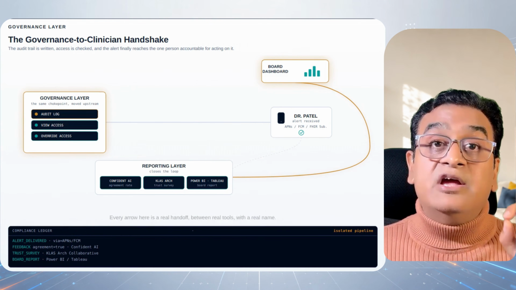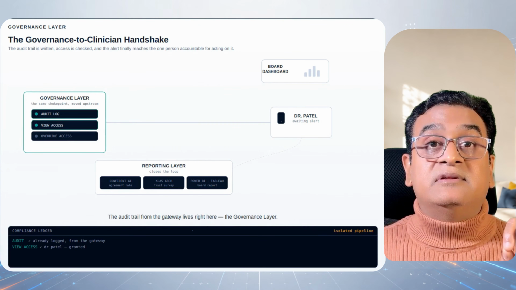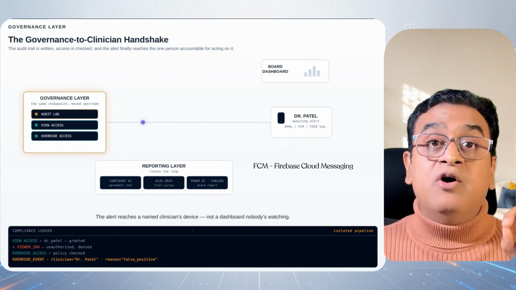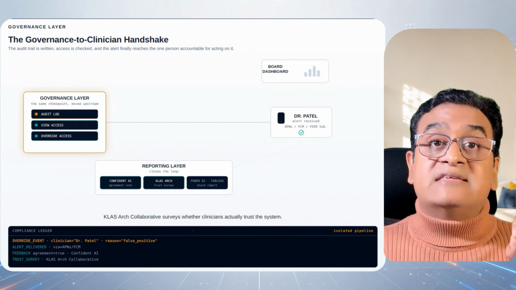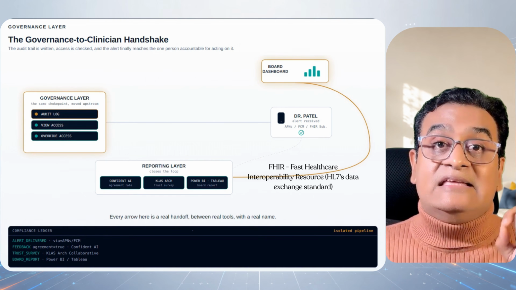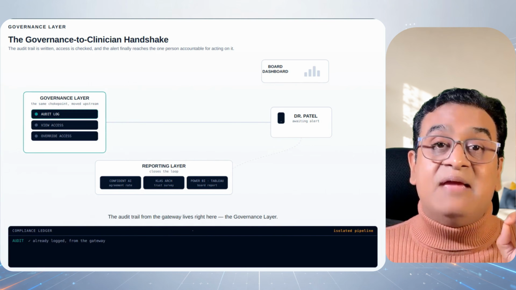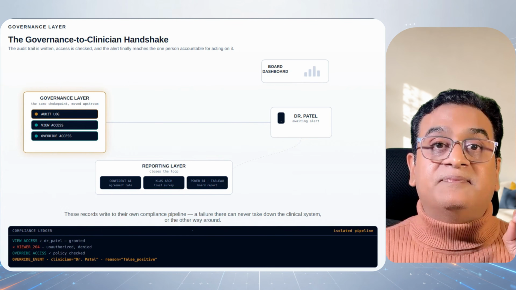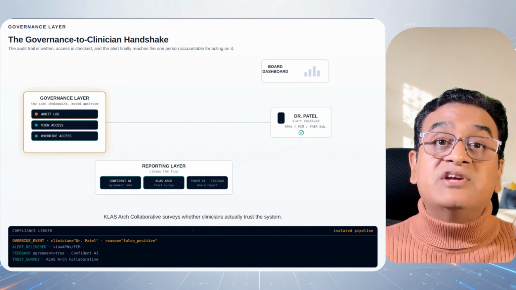That final alert usually travels over a standard mobile protocol, APNs for iPhone, FCM for Android, or on a hospital workstation, it uses a FHIR subscription alert, which fires the instant a matching record gets written. It's the exact same pattern your phone uses for a text message, just repurposed here for a deterioration alert.